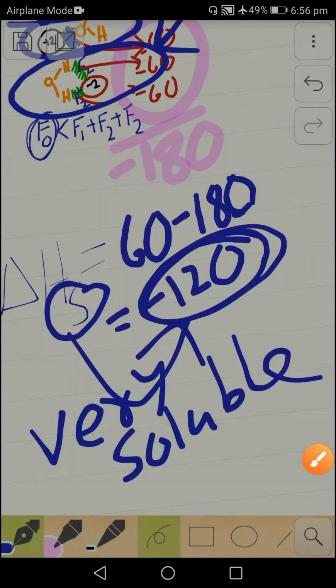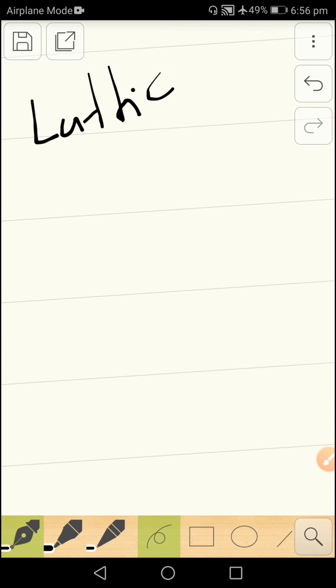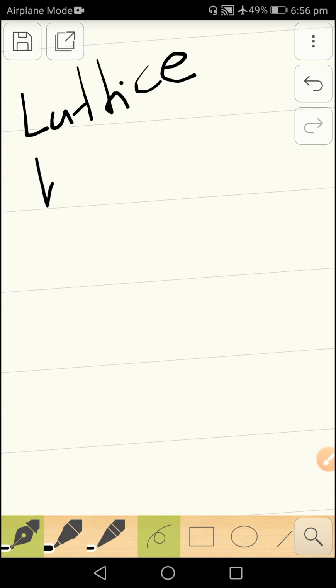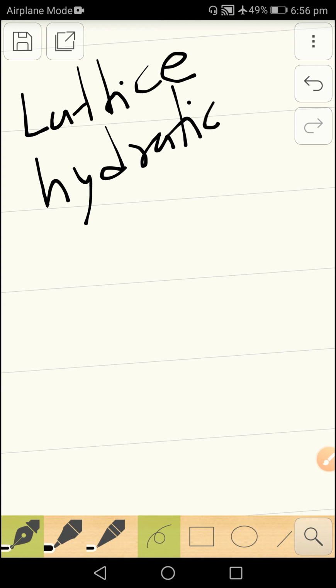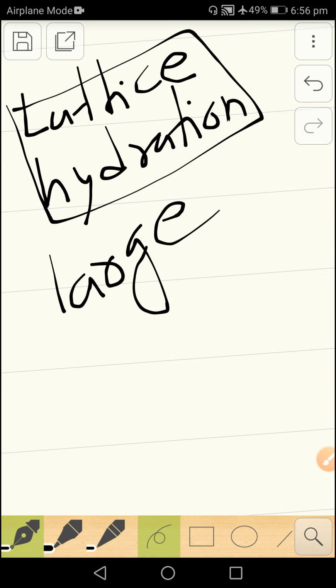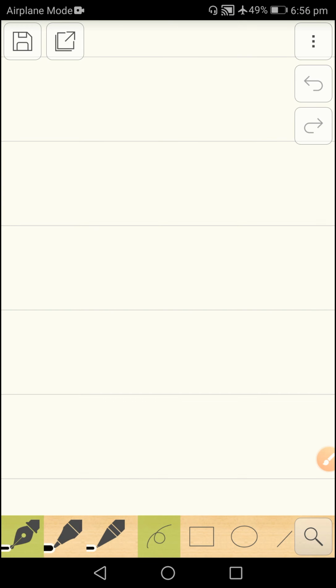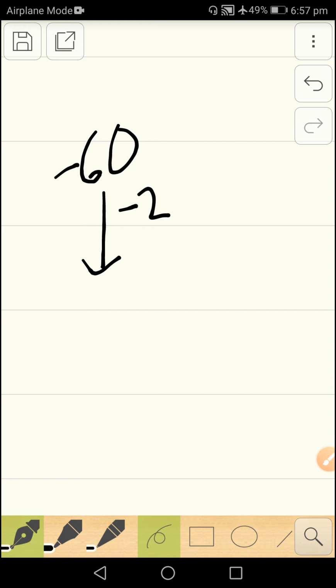That means if the value of lattice energy is small, or if the value of hydration is small, then these values will be affected to a large extent by the changes in charge densities. Let me tell you, for example, the lattice energy is -60, and the change in charge density is, say, about 2. So what is the final? It's -62.